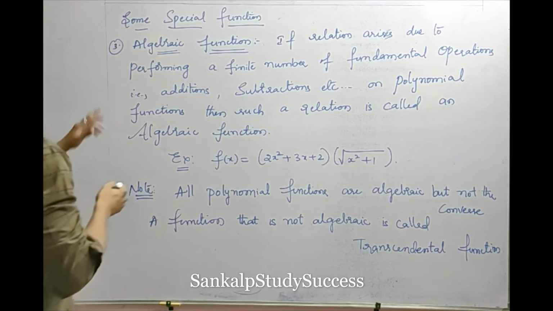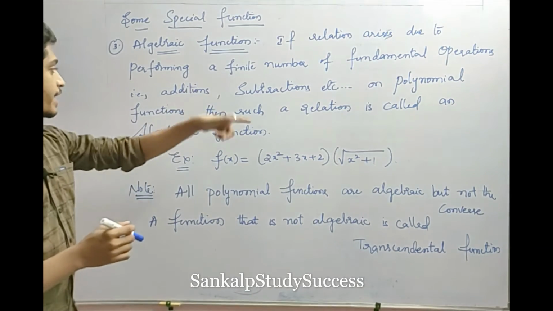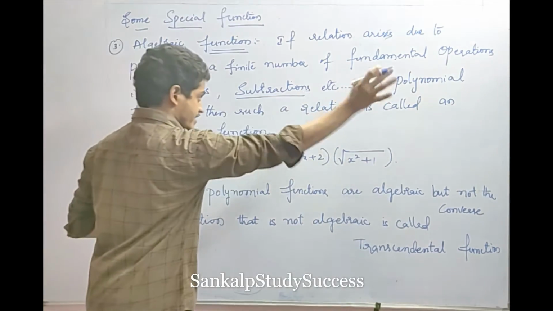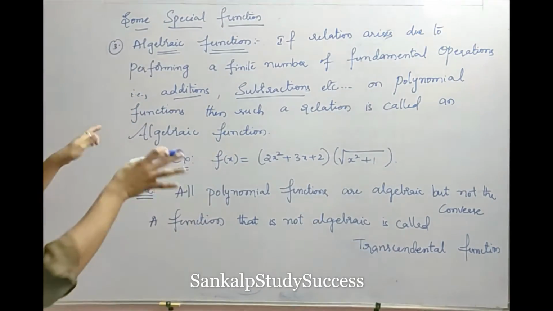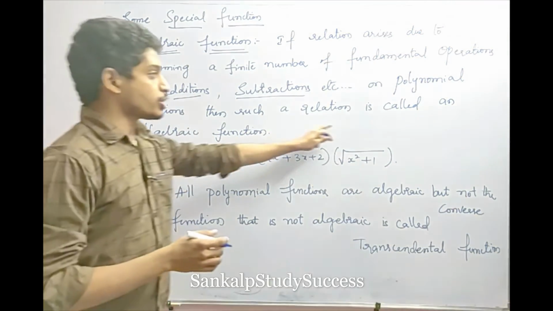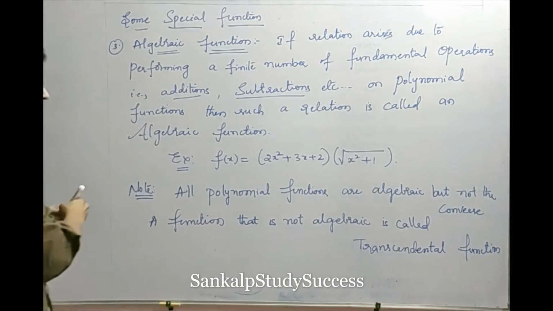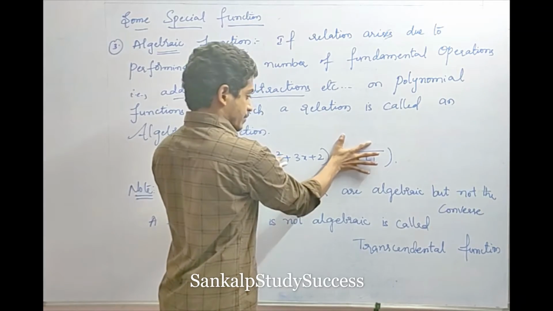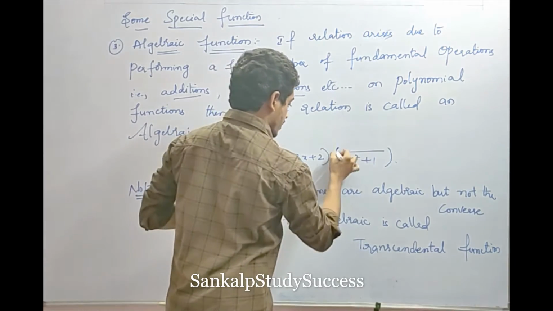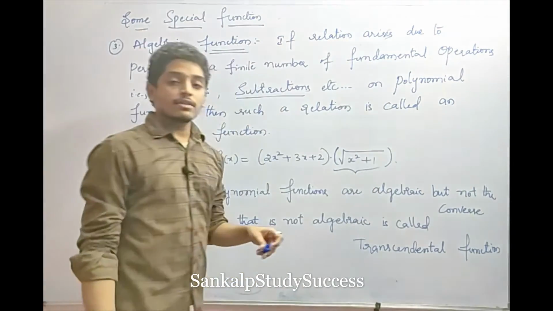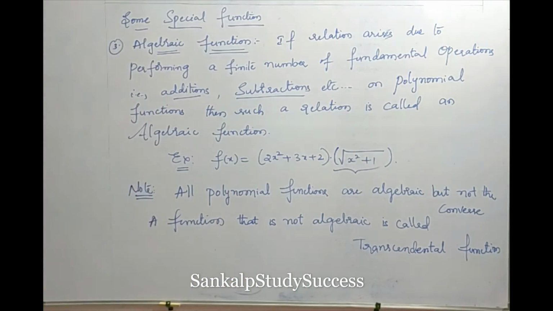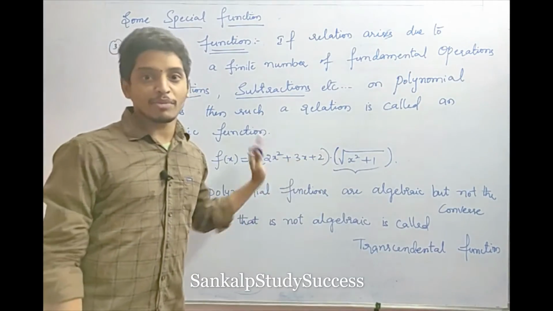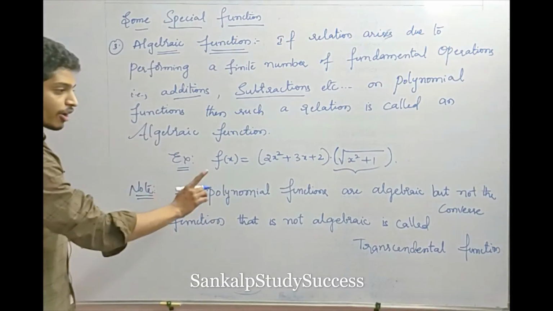Next one, friends, algebraic function. See, if a relation arises due to performing a finite number of fundamental operations, that is addition, subtraction, multiplication, division as well, on polynomial functions, then such a relation is called an algebraic function. See, for example, 2x square plus 3x plus 2. Until here this is a polynomial function of degree 2. At the same time, there is a multiplication with another function, root over x square plus 1. This is an algebraic function, friends, because another operation, that is multiplication, has been performed on a polynomial function, right?